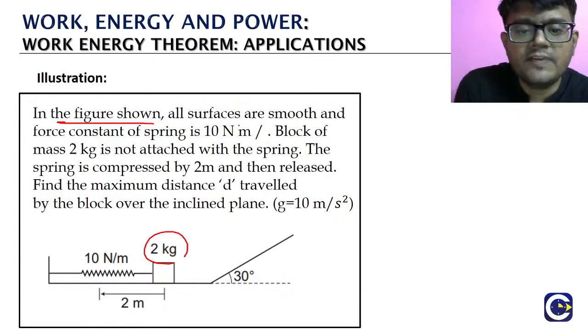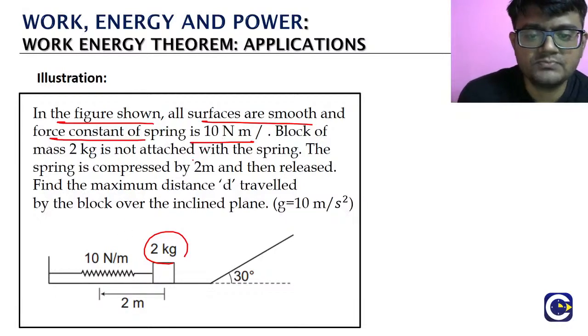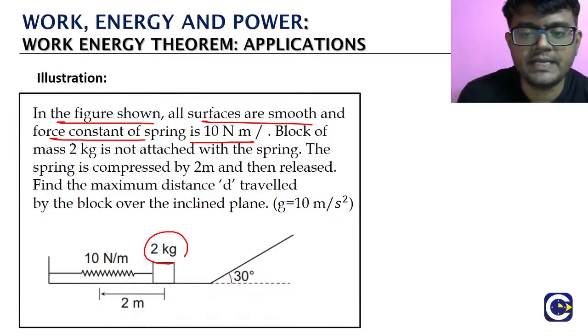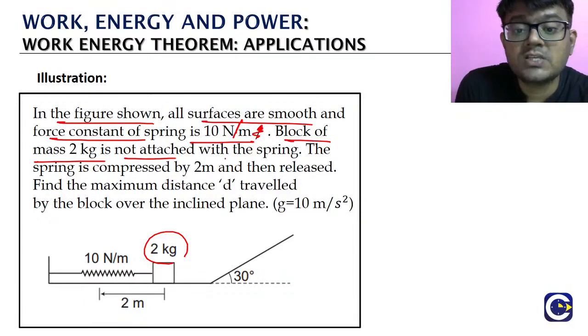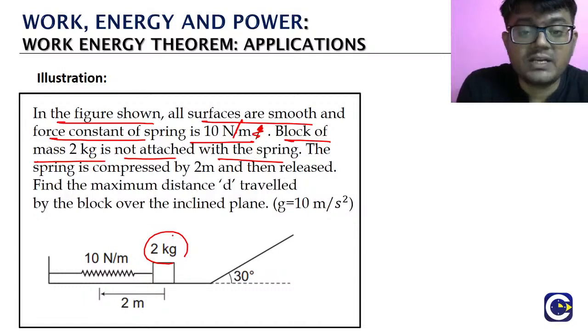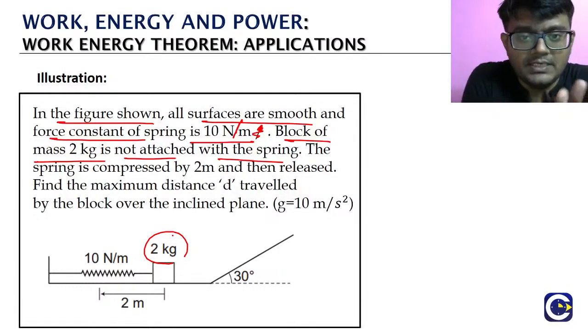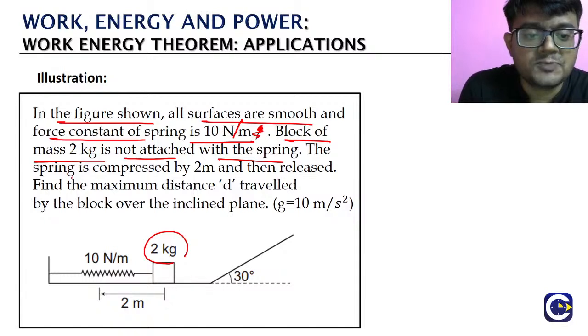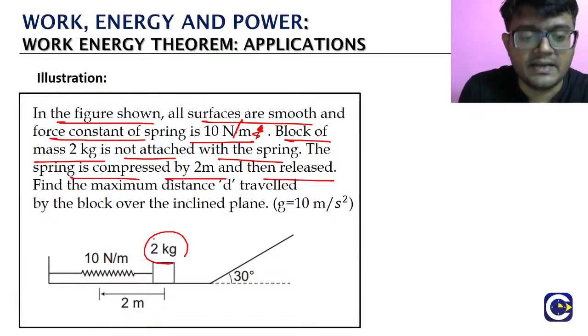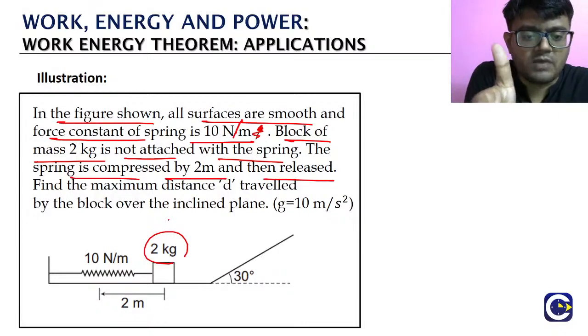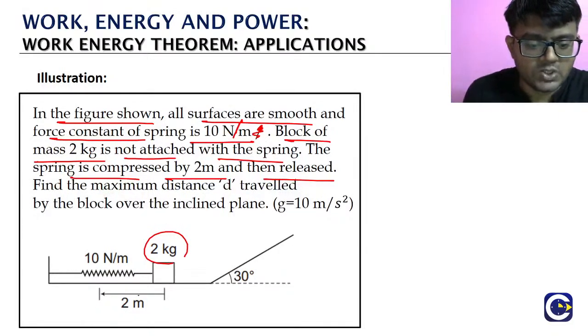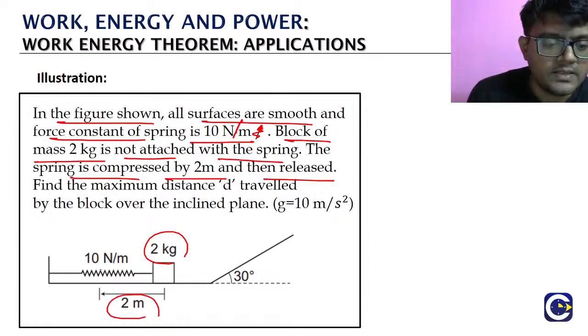In the figure shown, all the surfaces are smooth, means there is no friction. The force constant is 10 Newton per meter. A block of mass 2 kg is not attached to the spring. It is not attached. The spring is compressed by 2 meters and then released. There is no physical connection between the two. We just place our 2 kg block and compress the spring by 2 meters.